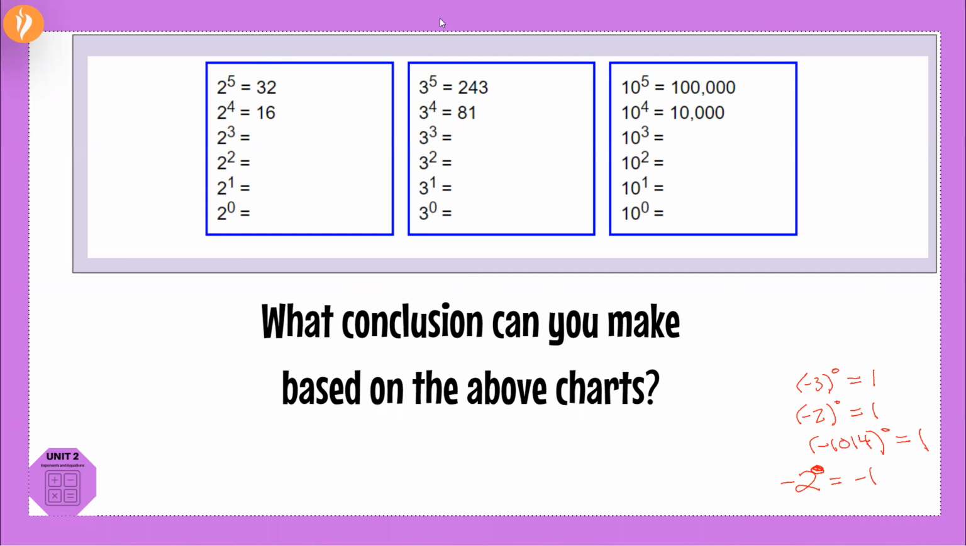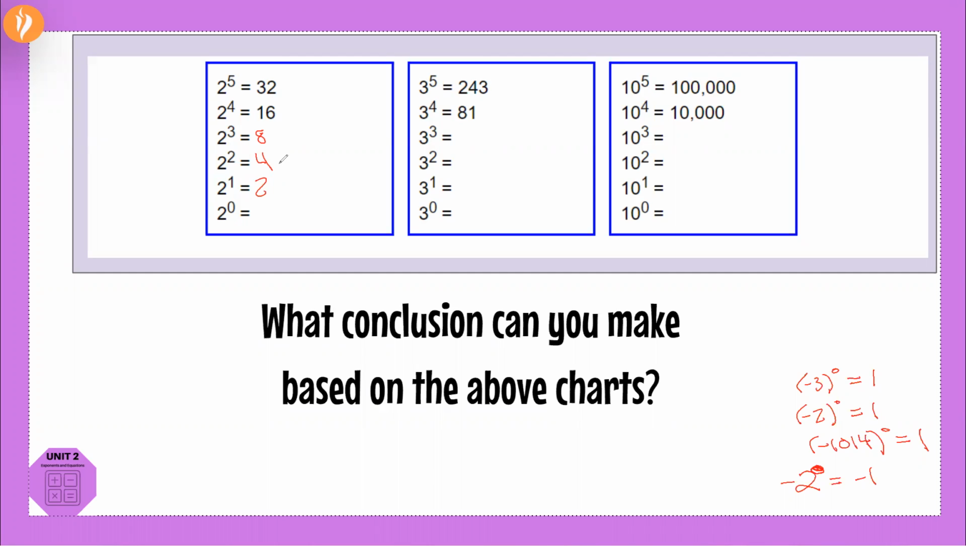All right, so let's look at these examples here. If I said what is 2 to the 5th power, it equals 32. If I say what is 2 to the 4th power, it's 16. 2 to the 3rd power would be 2 times 2 times 2, which is 8. 2 to the 2nd power is 4. 2 to the 1st power is 2. All right, so if you see this pattern here, each number is half the previous number, right?